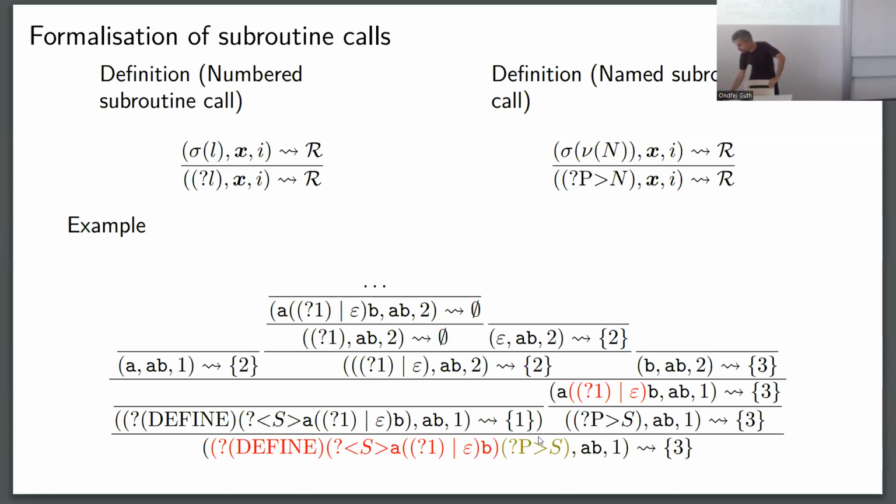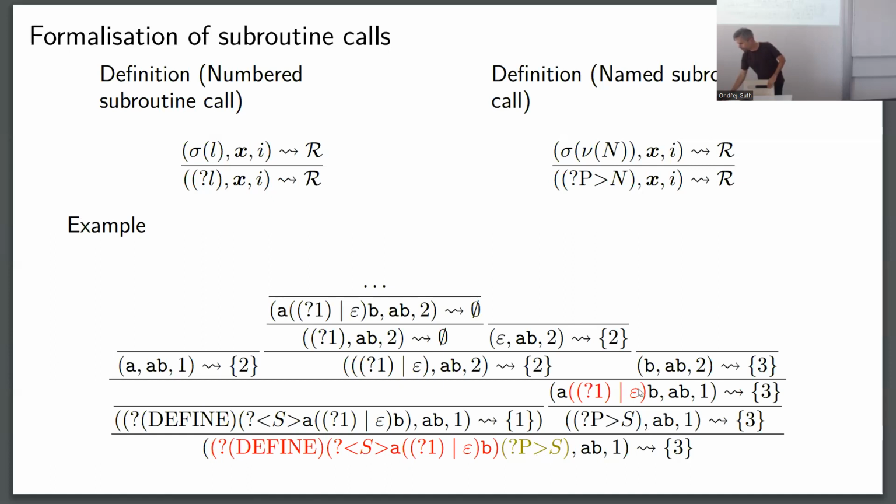Yeah. So what does it do? Well, let's examine it. Here on the top level, we can see a concatenation of two things: the define rule and the subroutine call. On the left, there's the define rule. Because the define rule doesn't do anything, it just returns the same position we started at. So we are still in position 1, and we concatenate it with the subroutine call. So we need to examine the subroutine call.